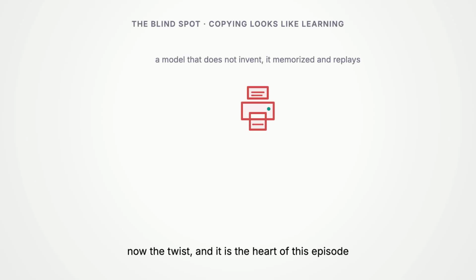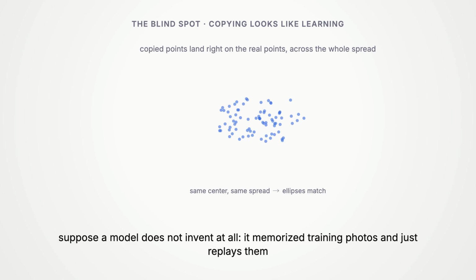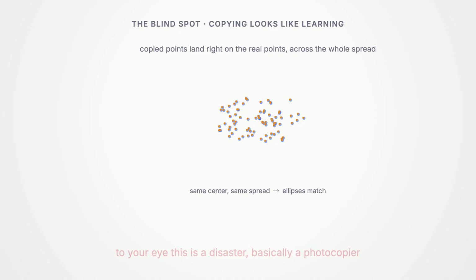Now the twist, and it is the heart of this episode. Comparing whole clouds has a blind spot built right into it. Watch what happens if a model cheats in a particularly sneaky way. Suppose it does not really invent new cats at all. It has secretly memorized a wide spread of training photos and just replays them, lightly retouched. To your eye, this is a disaster. No creativity, basically a photocopier.